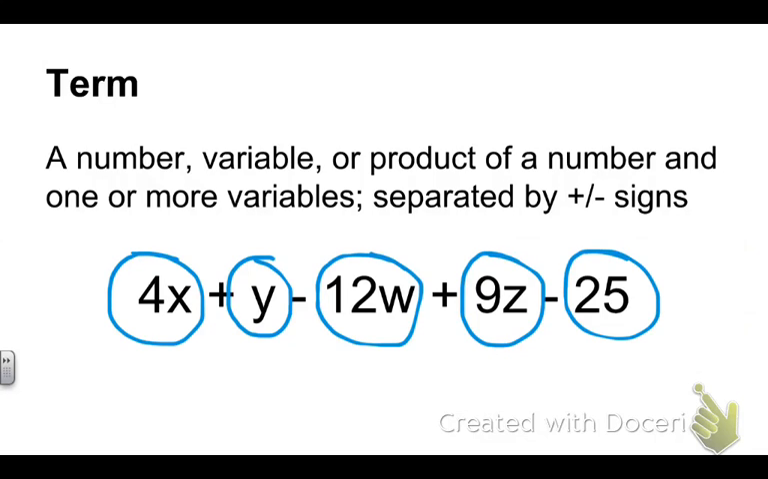Okay? It can be a single number like the 25. It can be a variable like the y, or a product of a number and one or more variables, where a number is being multiplied by a variable. That's your 4x, your 12w, and your 9z. Right? And they're separated by the plus and minus signs. That's how you can count them. So if you look, there's actually 5 terms here.